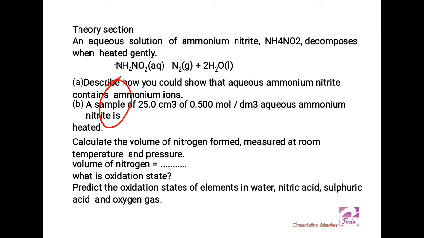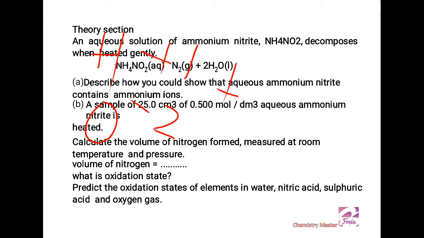The next is, what is oxidation state? Oxidation state is a formal charge which comes on any chemical species when it gains or loses electrons. Predict the oxidation state of elements in water, nitric acid, sulfuric acid, and oxygen gas. How can you work out the oxidation state? Look, the oxidation state of hydrogen is always positive 1. Oxygen is always negative 2. So you see how you can calculate it.